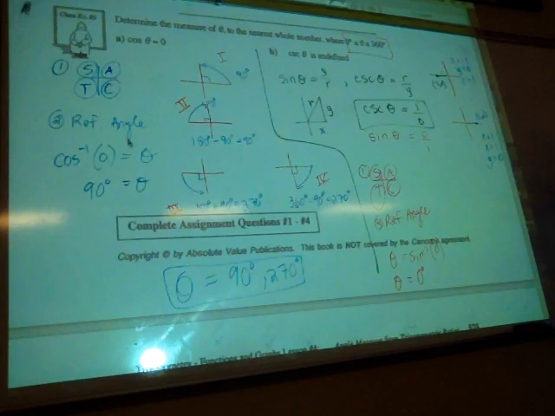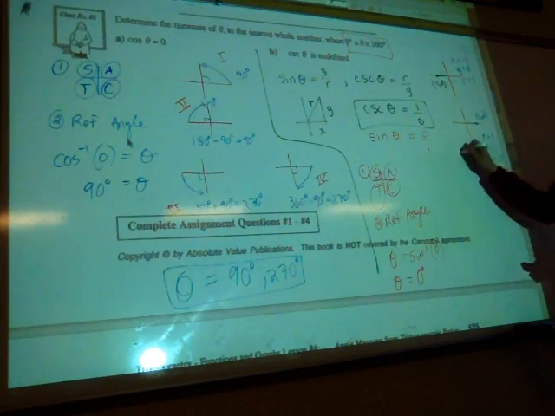Nod yes. Nod. You're smiling. I can't see a nod there. Yeah? Good. Okay, so if you go inverse sine 0, you should get 0 degrees as your reference angle.